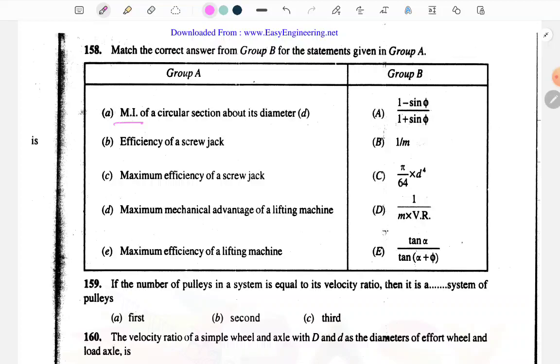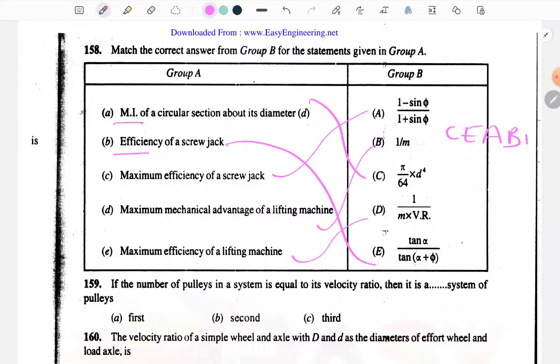Moment of inertia of a circular cross section is this one, C. Next, efficiency of a screw jack is E, not the maximum efficiency. Next, the maximum efficiency of a screw jack is this one. Whenever they say maximum, the 1 minus form will come. Maximum mechanical advantage of a lifting machine is 1 by m, that is B. Next, the maximum efficiency of a lifting machine is this one. Since efficiency is asked, the velocity ratio also will come.